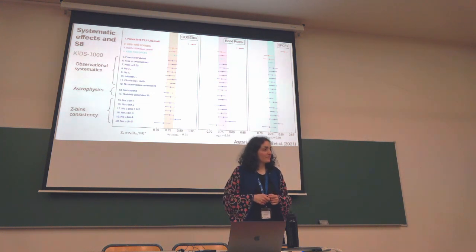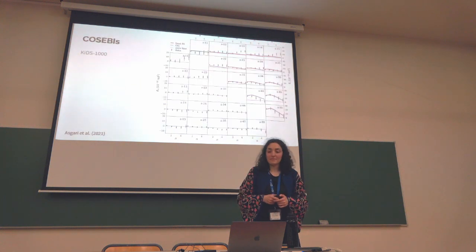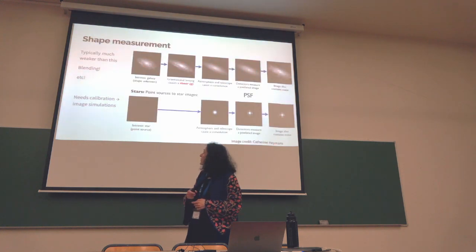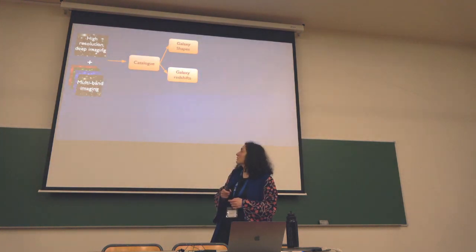In one of the models of intrinsic alignment, TATT, yes, S8 becomes much smaller. So can you give us an intuitive description of what's happening in this model? Why is there less alignment somehow?